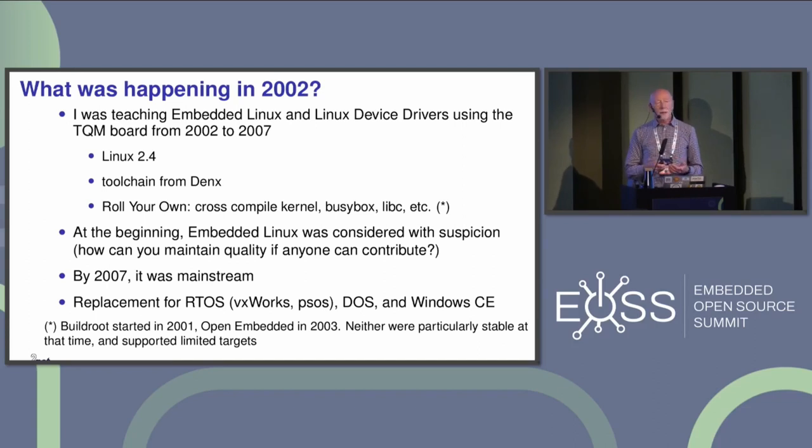Linux itself was considered a really risky thing by most people. And the quote I give there is, how can you maintain quality if anybody can contribute? I think they were comparing it to other less reliable things. So yeah, the whole concept of open source and contributing to stuff was kind of a novel thing to everybody then, whereas now it's just a novel thing to most people these days.